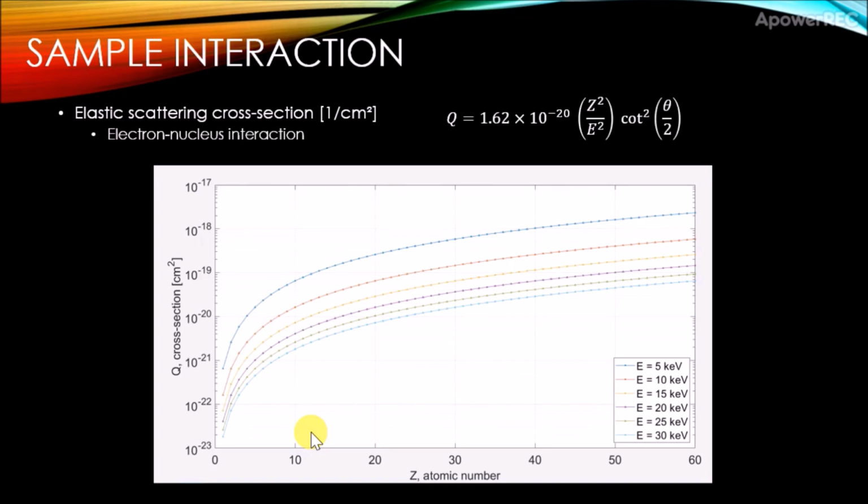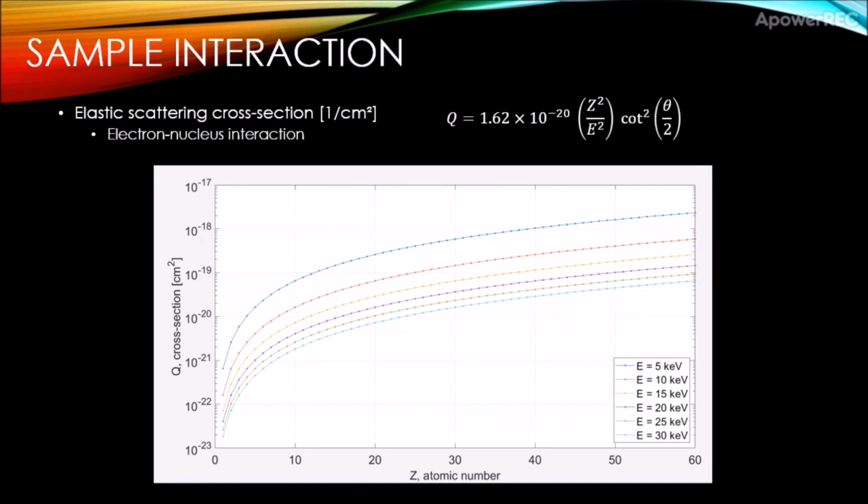It can also be useful to talk about the cross-section. Elastic scattering cross-section refers to the probability for having backscattered electrons. The elastic scattering is, as mentioned, the electron-nucleus interaction, and the probability is defined as per unit centimeter squared.